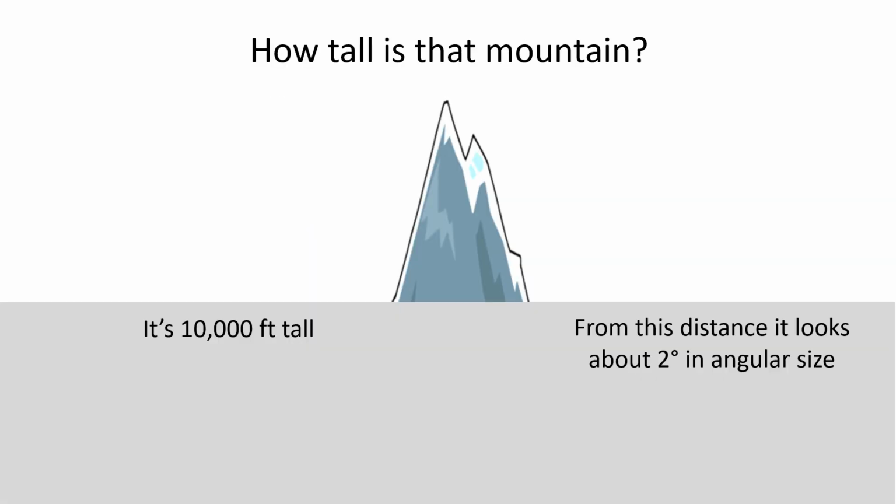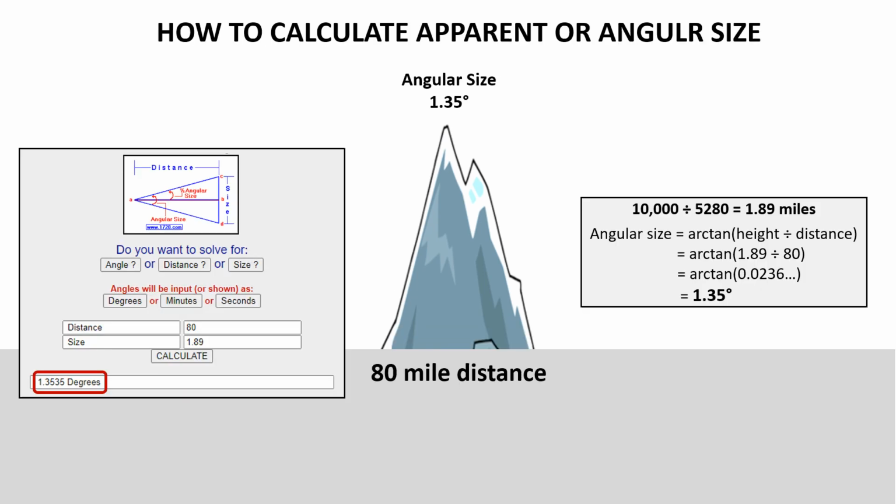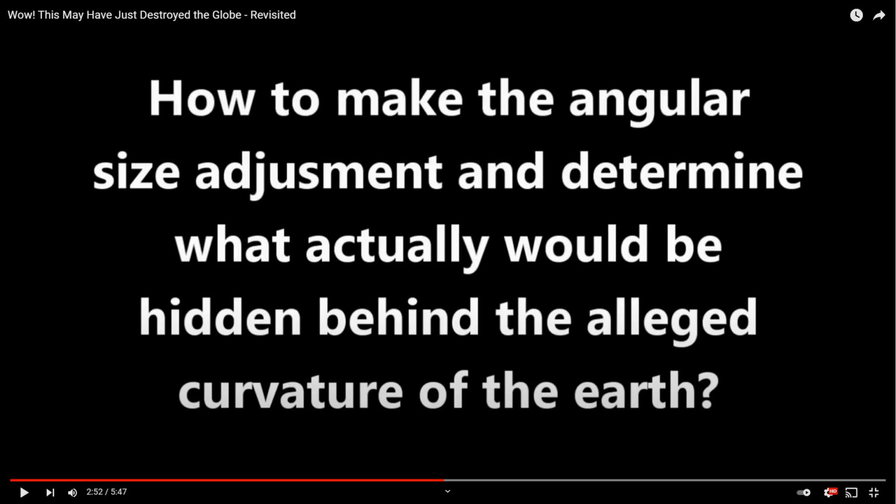Think about it. If somebody asks you, well, how tall is that mountain? You're going to tell them it's 10,000 feet tall. Nobody's going to sit there and go, from this distance, it looks like about 2 degrees in angular size. And if by chance you want to know its angular size, well, here's 2 ways you can do that calculation. So back to Taboo, how to make the angular size adjustment and determine what actually would be hidden behind the alleged curvature of the Earth.